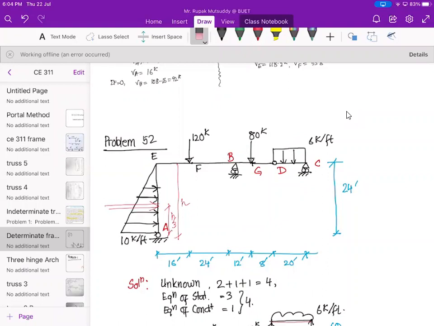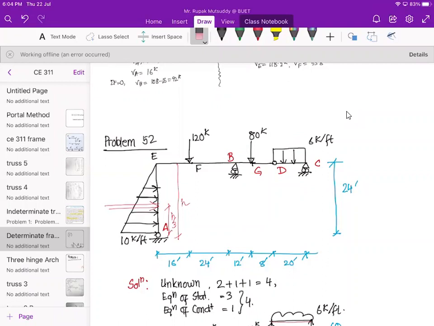And this is a solution for the analysis of determinate structure, specifically frame structure. How is it determinate? Just before going to that, at first let's see what its loading conditions are and what this is all about.